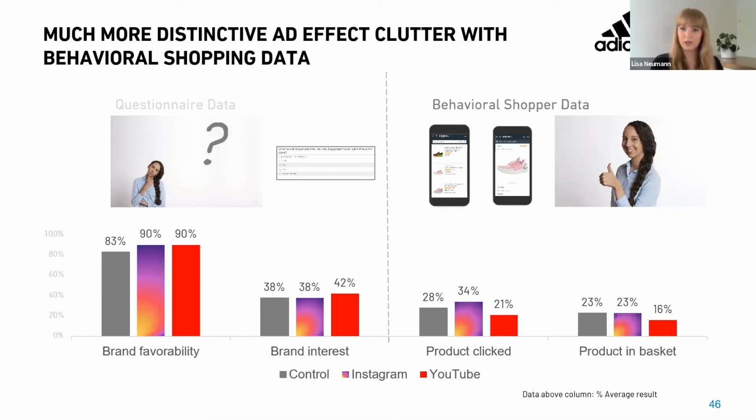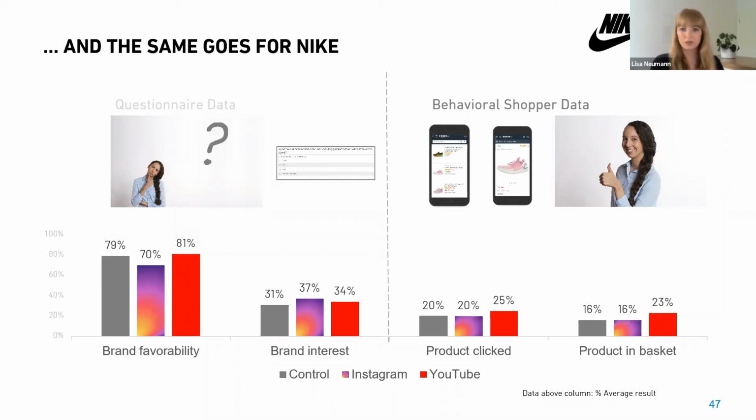When looking at the survey data on the left, we can see quite fuzzy results. Favorability and interest do not really differ from platform to platform. But our behavioral shopping data on the right gives us a clear result pattern. Respondents who saw the Adidas ad on Instagram clicked on the product and put the product in the basket more often. Our behavioral data shows clear differences between the two platforms, whereas the questionnaire data was not able to do that. And this is also true for Nike.